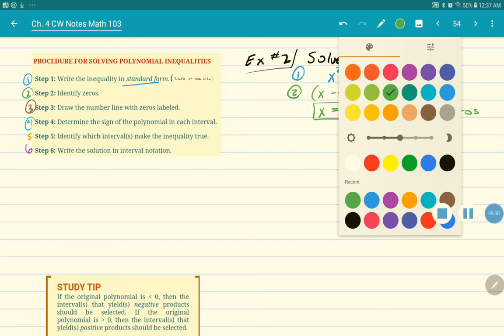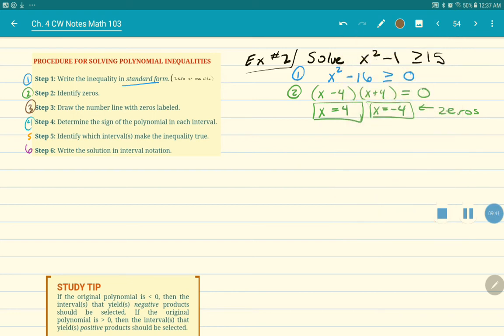And the next thing I need to do is draw my number line. On my number line, I'm using my zeros to make my intervals. So I have a negative 4 and a 4, putting those in order from least to greatest, and I'm going to test on each side of the interval. So my first interval, I could test negative 5, for example. I'm going to plug that into the factored form. When I plug negative 5 into this factored form, I get negative 5 minus 4. I know that's going to be negative.